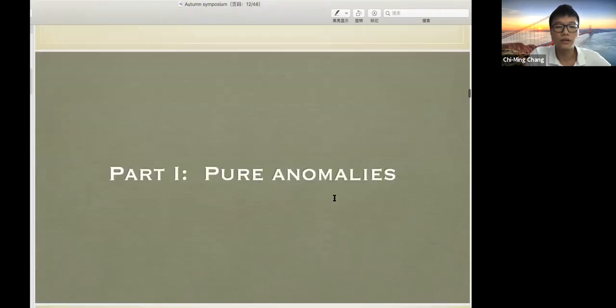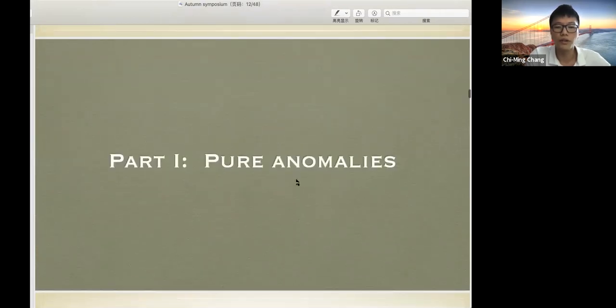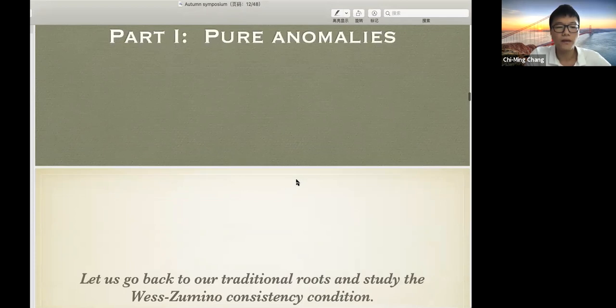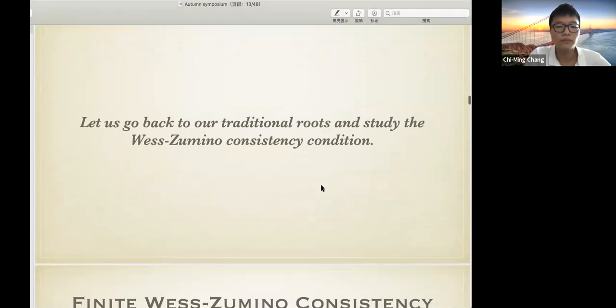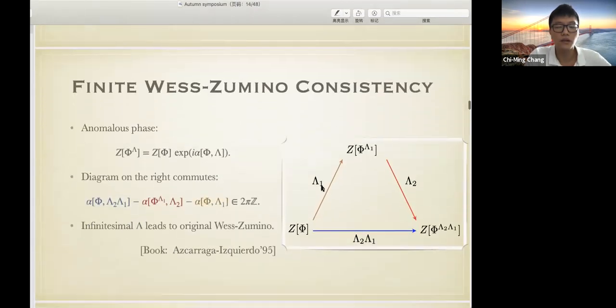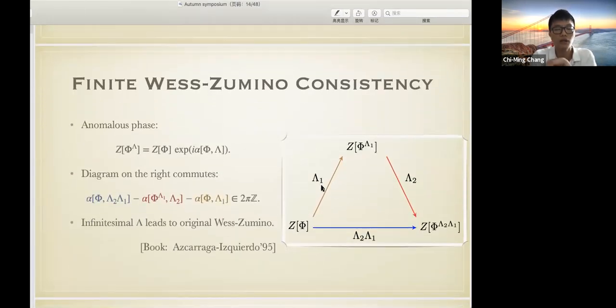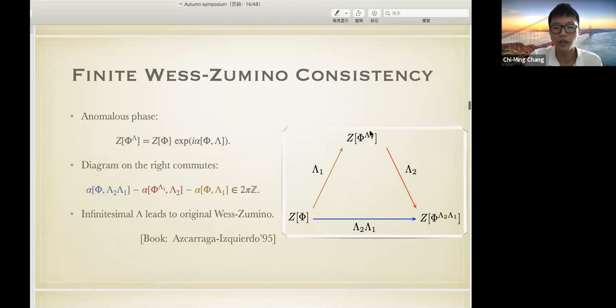Okay, so part one, pure anomalies. Let's go back to our traditional roots and study the Wess-Zumino consistency condition. It turns out that we need a finite version of the Wess-Zumino consistency condition. And this amounts to the statement of the commutativity of this diagram.